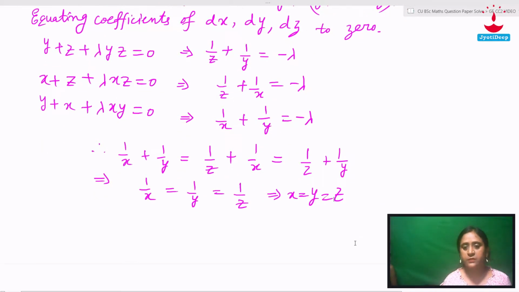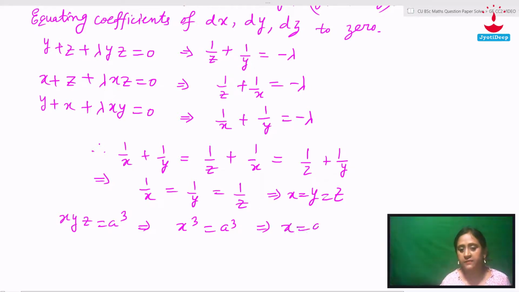Okay, so we know xyz is equal to a cube. So from here we can get x cube is equal to a cube. This implies x is equal to a. So x is equal to y is equal to z is equal to a.